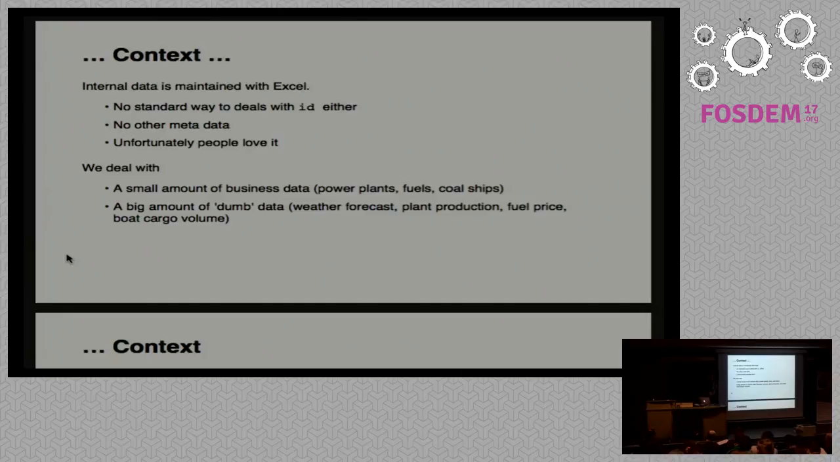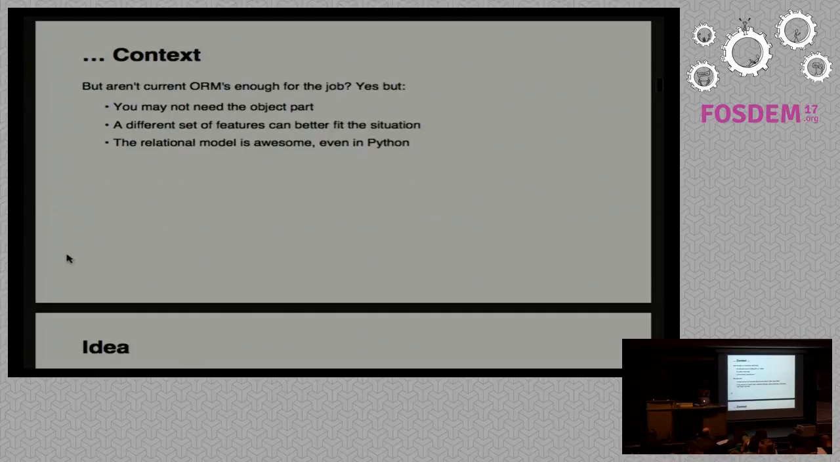More about the context: this is about how we get the data and what we do with it. We have a small amount of business data, with a lot of logic about it. For example, we manage data about power plants, fuels, shipments, and we maintain a lot of time series, like weather forecasts and plant production. So it's mainly time series. We don't care about one line alone. We care about a lot of data to compute averages, sums, and so on. So we are far away from an ERP or a blog application.